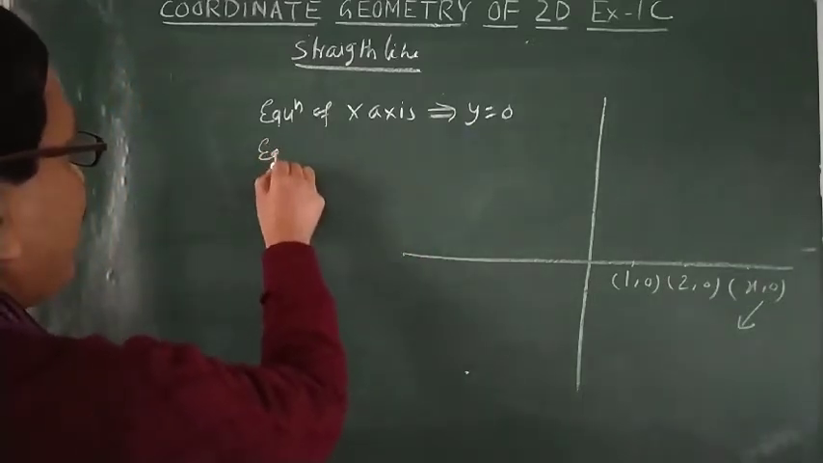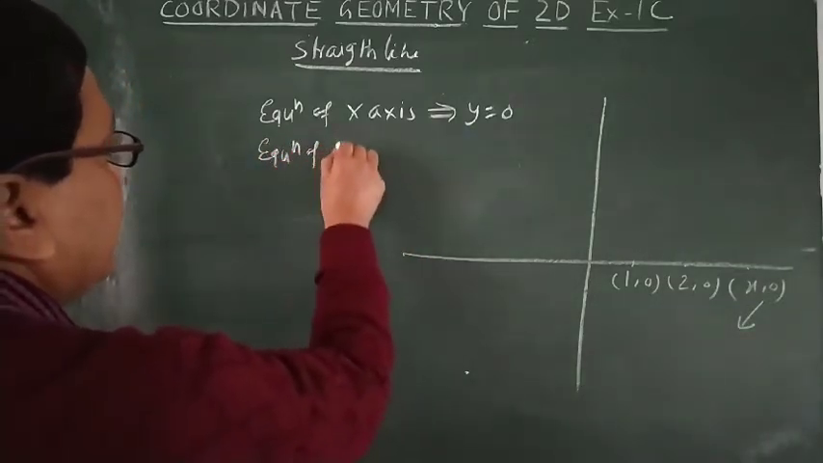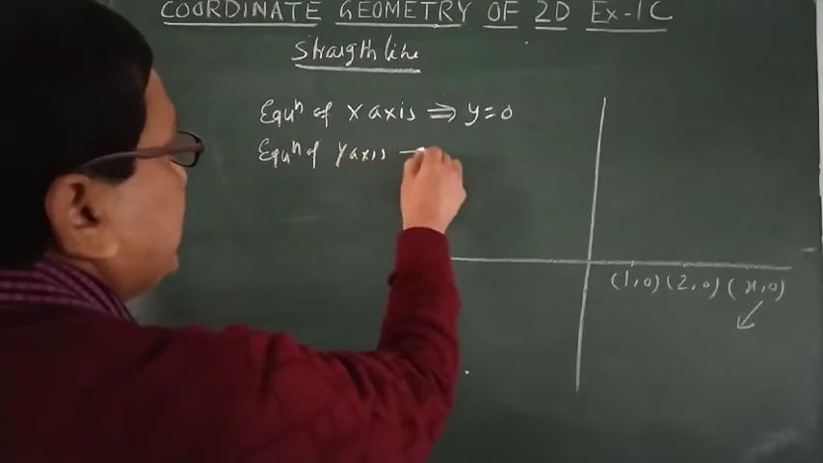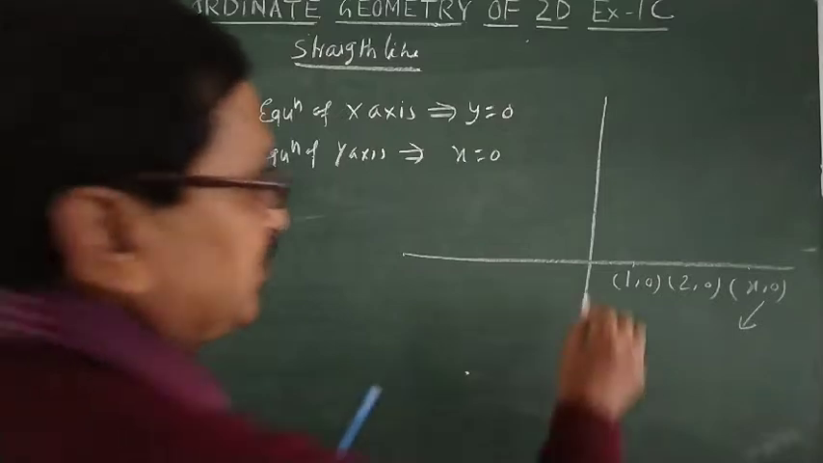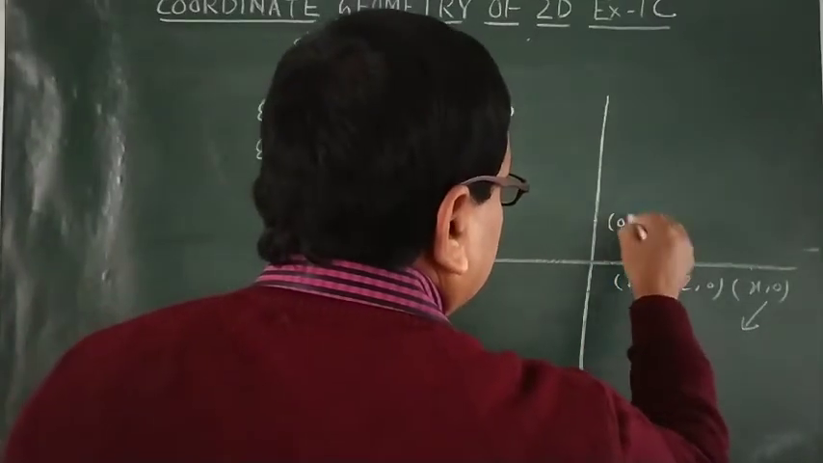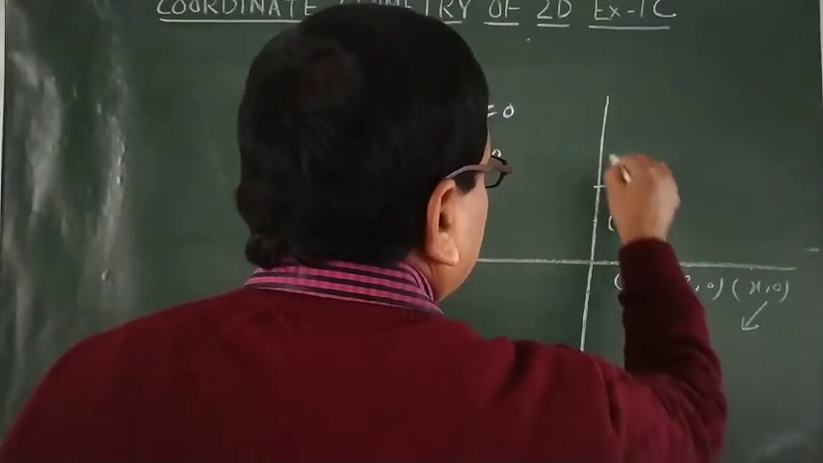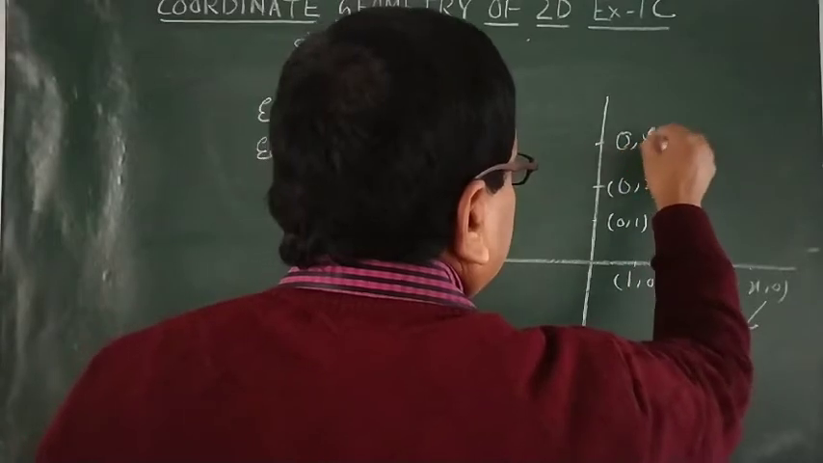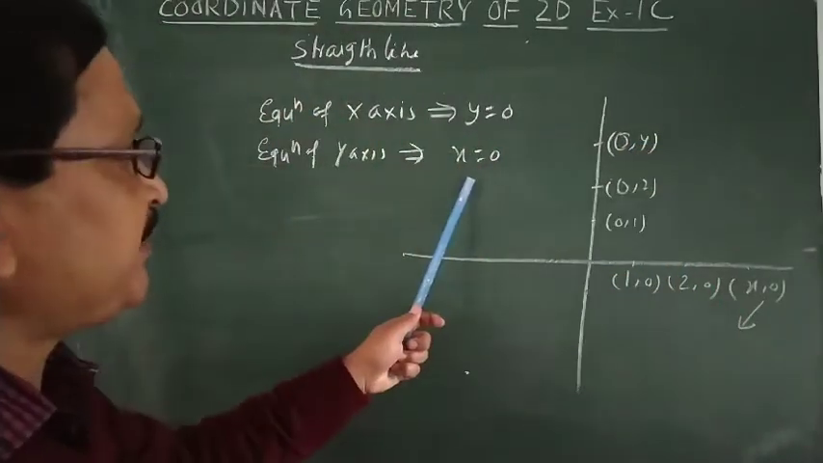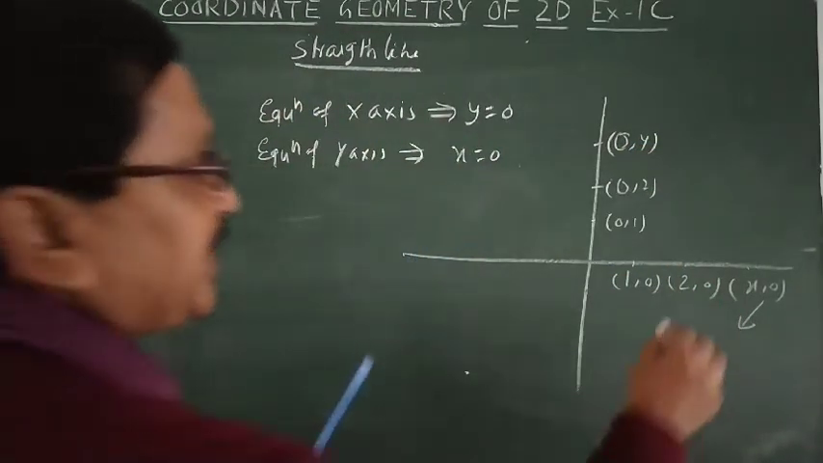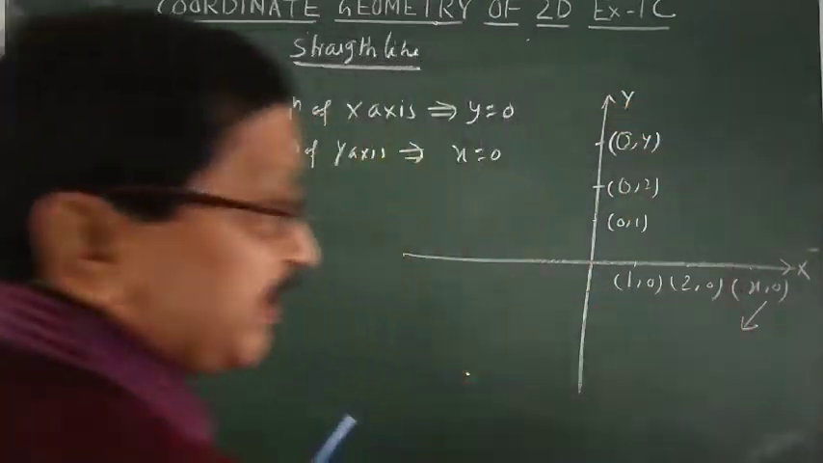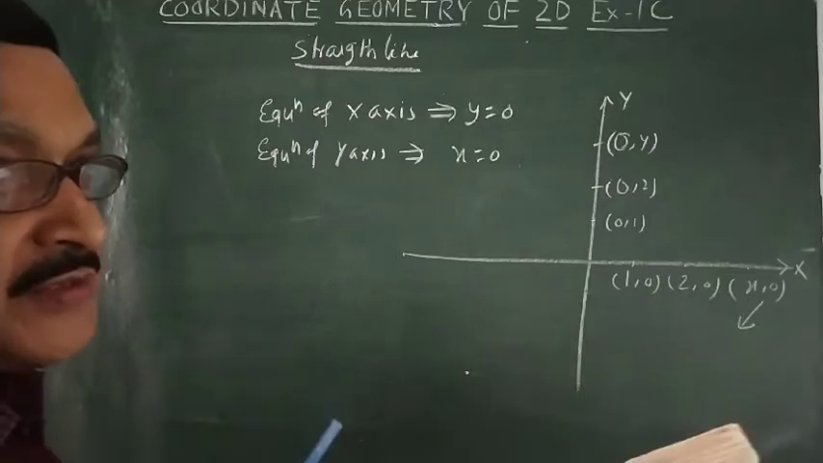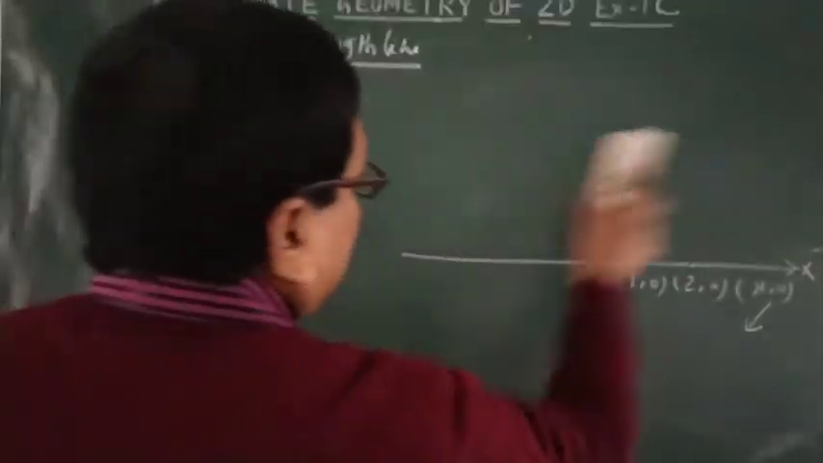Now the equation of the y-axis is x equal to 0. On the y-axis, we take (0, 1), (0, 2), (0, y). So x is 0 everywhere. So this is the equation of the y-axis. You may be knowing the x-axis and y-axis from the previous class 10th. Now the next problem.